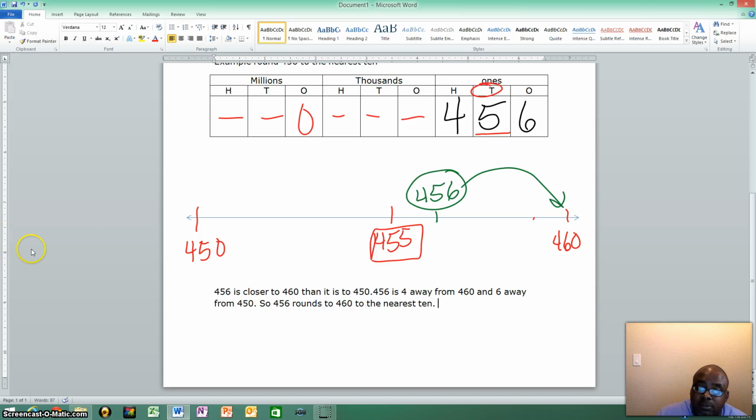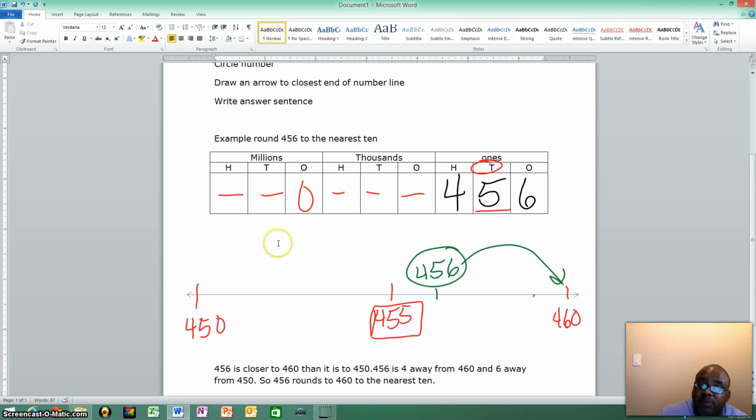Alright, and so I want you to make up a few numbers to practice rounding to the nearest 10.